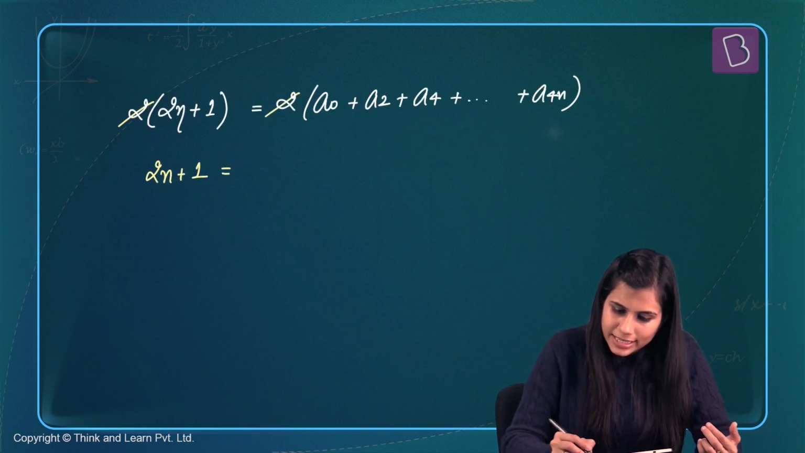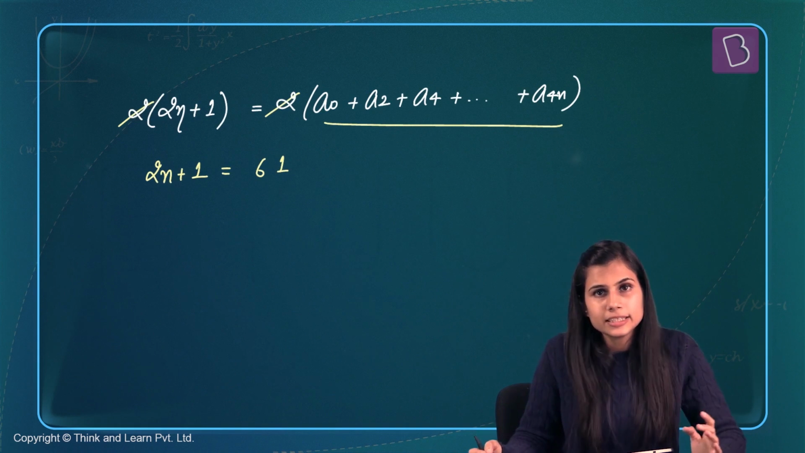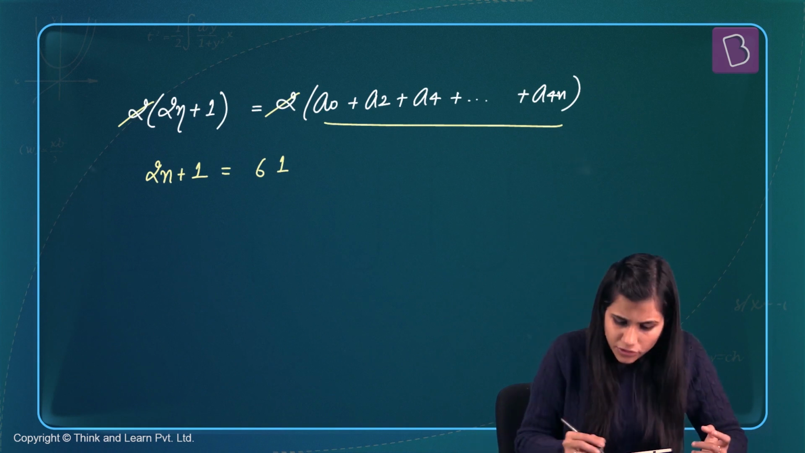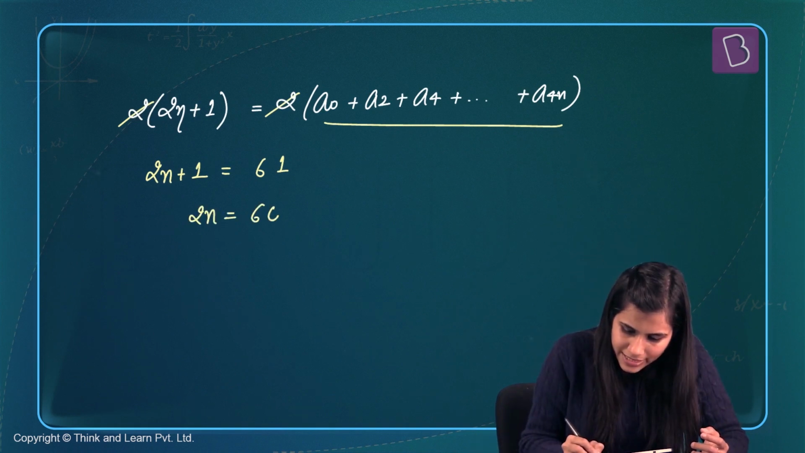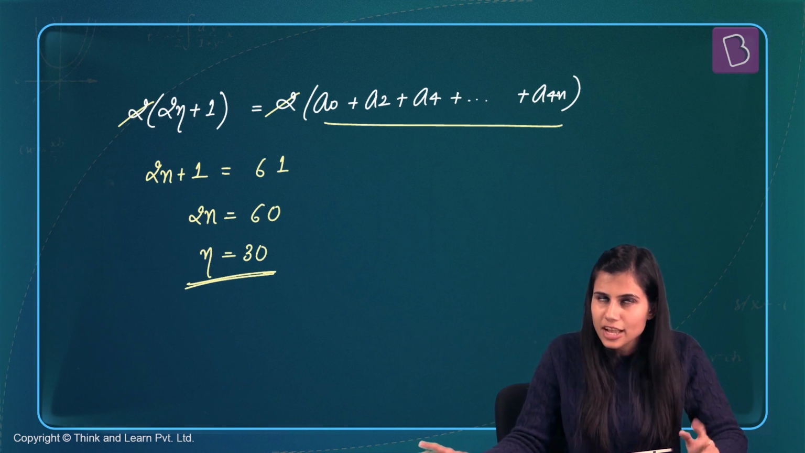So in place of this, I'll just plug in 61, and that is the drill in here. You're one step away from getting your n. Your 2n is 61 minus 1, that's 60. So your n is nothing but 30. And bingo, you've got the answer. The value of n in here is 30.